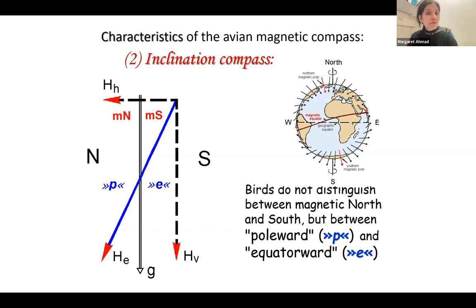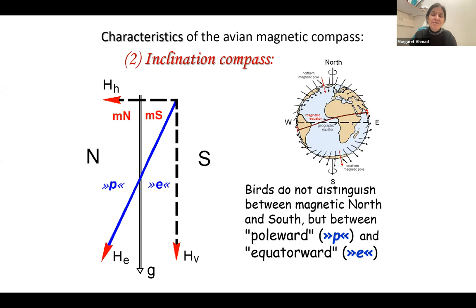They traveled with the birds and released them in the southern hemisphere, and bang, they went in the right direction. So that's a complicated way to show it. The other way, of course, is using the magnetic coil, simply change the angle of inclination of the field, and you see the birds totally do not care. They care only what the angle is. They do not care which is north and south.